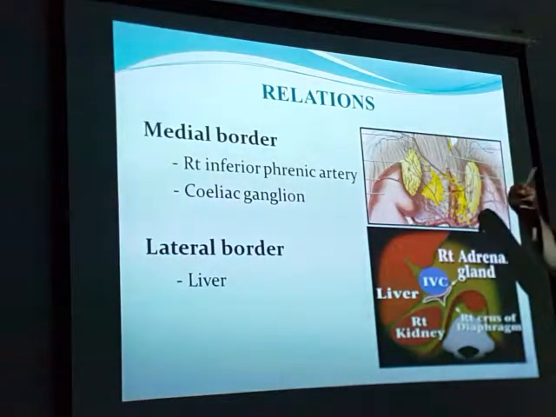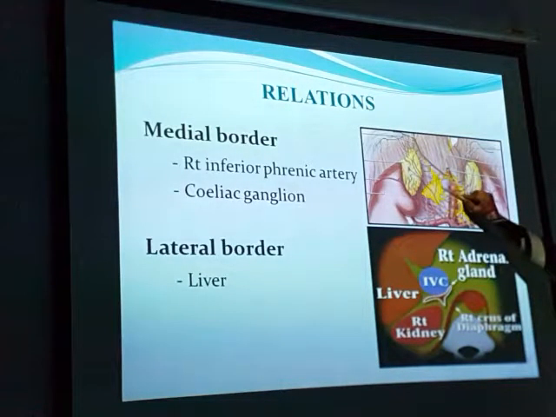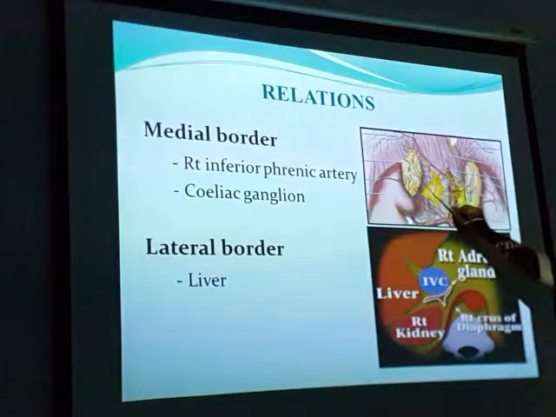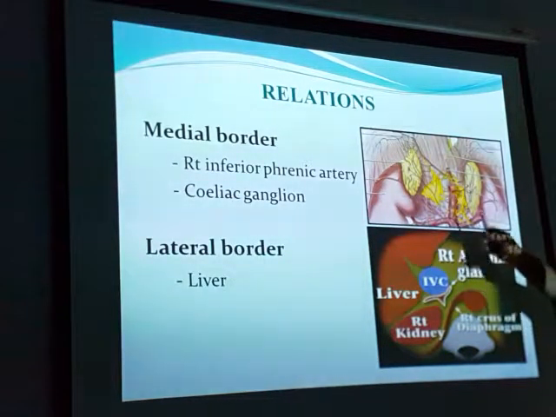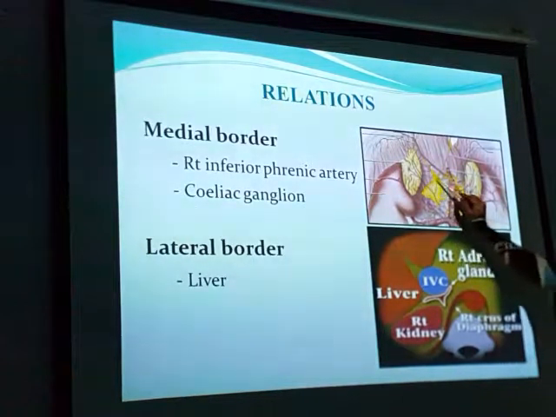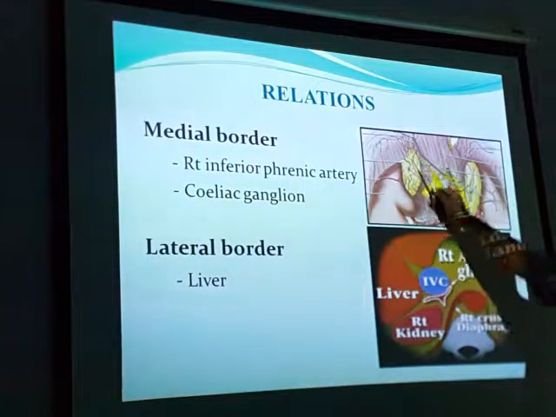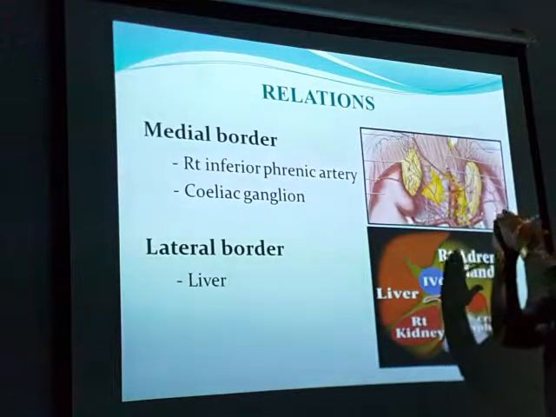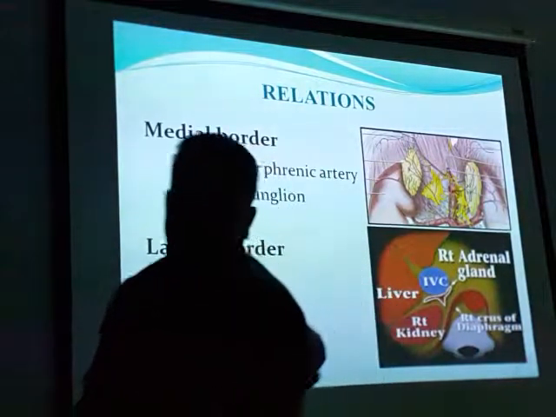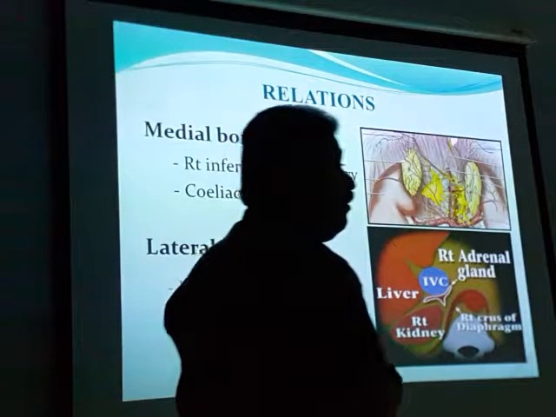In the blood supply we are going to see this. And next, what is this? This is the celiac ganglia, right and left. So the medial border is related with the right inferior phrenic artery and the celiac ganglia, whereas the lateral border is related with the liver.